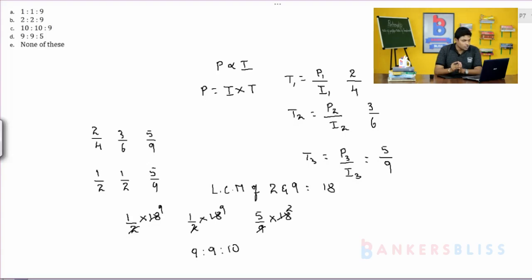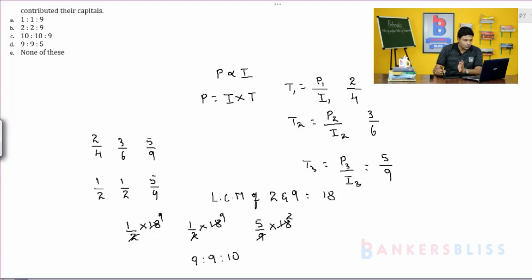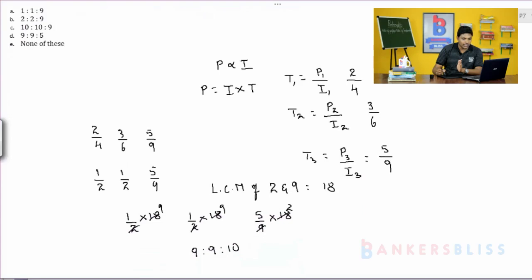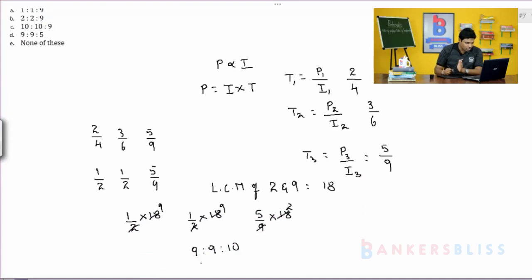So here option E, none of these, is the right answer. 9 is to 9 is to 10 is the right answer. So profit divided by investment: 2 by 4, 1 by 2, 3 by 6, 1 by 2 and 5 by 9. After simplifying, 18 is the LCM, so you multiply 18 to each term. 1 by 2 into 18 is 9, 1 by 2 into 18 is 9, and 5 by 9 into 18 is 10. So ultimately you end up with the time period ratio 9 is to 9 is to 10. Answer is E, none of these. Let us go to the next problem, problem number 8.